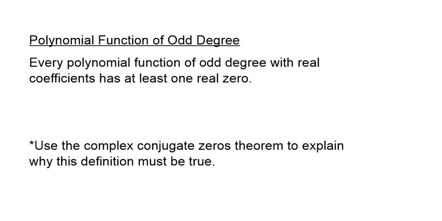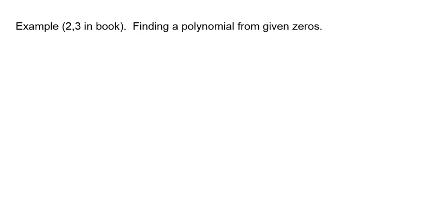In this example, we're going to find a polynomial from given zeros. So if we know what the zeros are, we're going to write the polynomial function that has those zeros in the lowest possible degree that we can. This is going to be similar to examples 2 and 3 in your textbook. I would suggest looking through those examples as well, just so you have a better understanding.